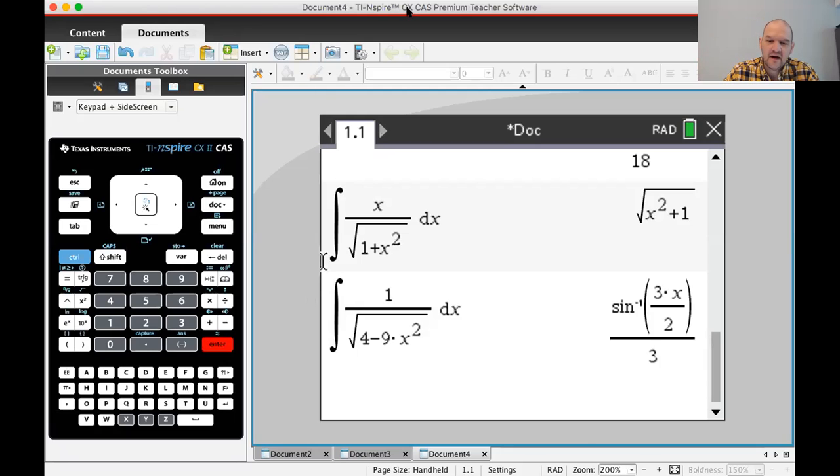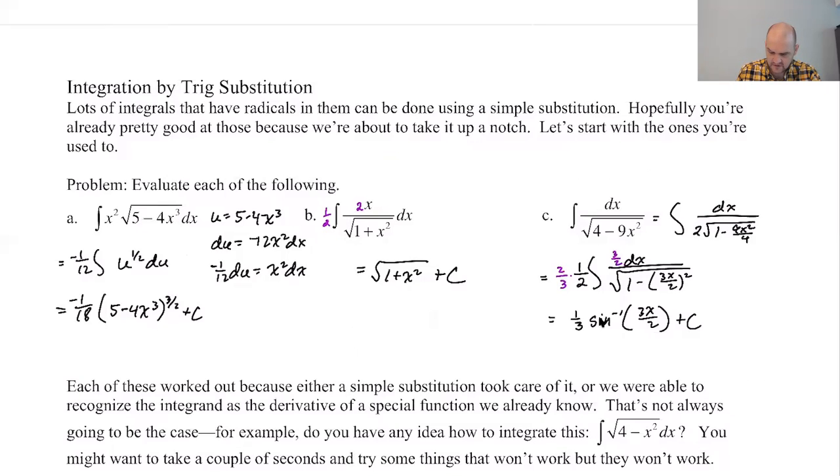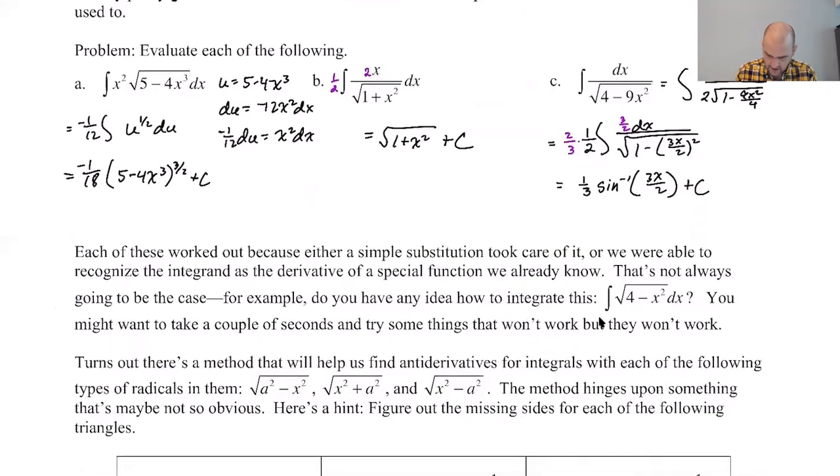Two of them were, I don't want to say basic, but basically u-substitution problems. And then for the third one, there was an issue, because if you didn't recognize it as being famous, there's nothing we currently know how to do. What we want to do is learn a way to solve that in the event that we don't recognize it. And it's a really interesting thing.